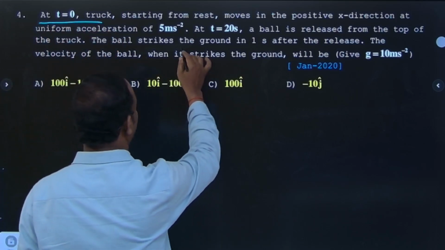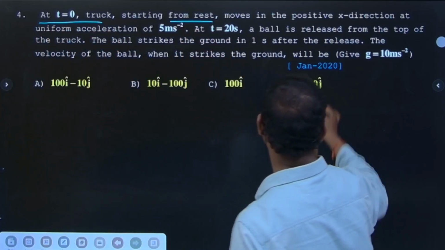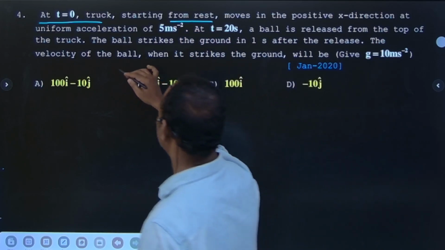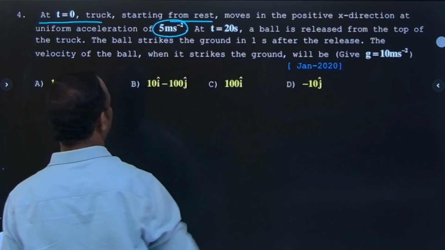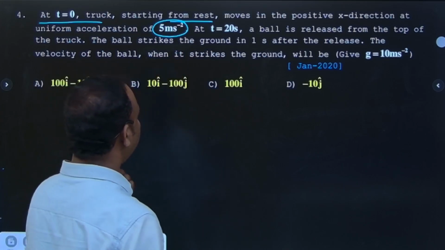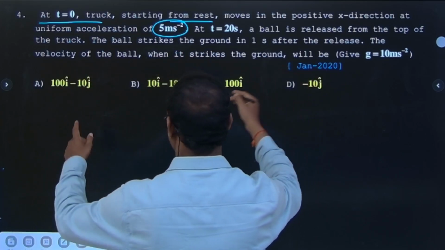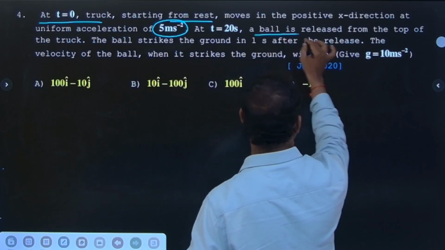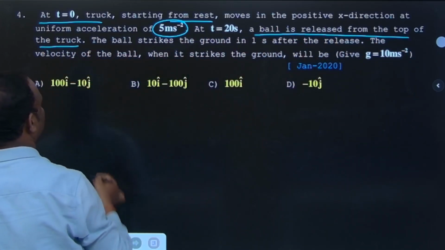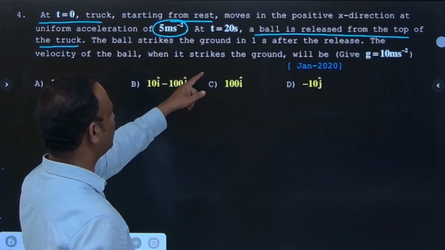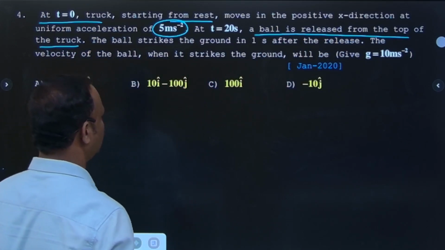At a time t equals 0, the truck starts from rest, so the initial velocity is 0. It moves in the positive x direction with an acceleration along the x axis of 5 meter per second square. At t equals 20 seconds, a ball is released from the top of the truck. The ball strikes the ground 1 second after the release. So what is the velocity of the ball?